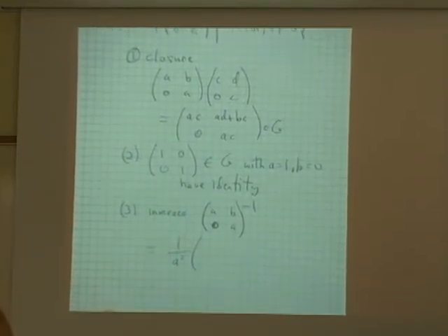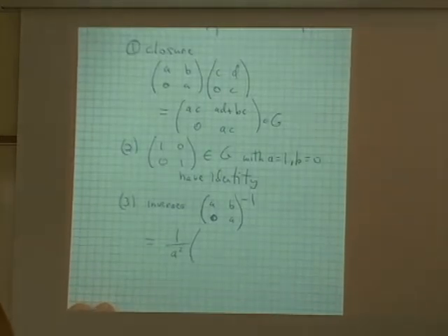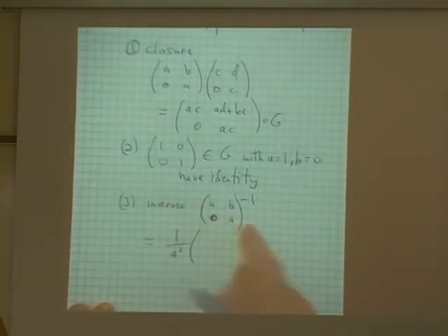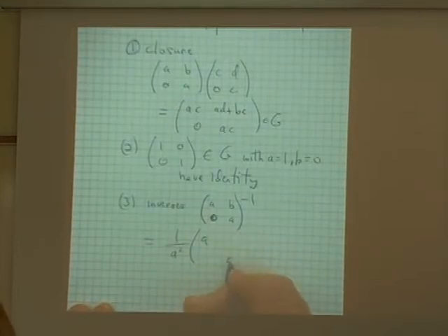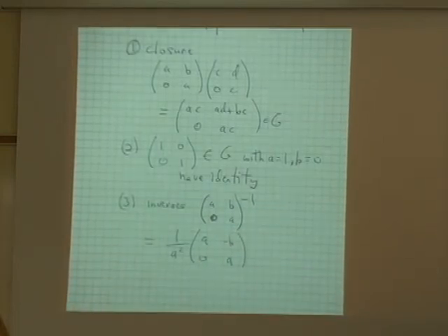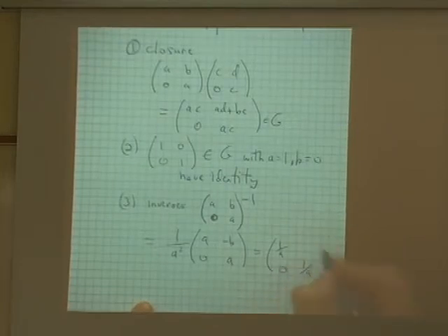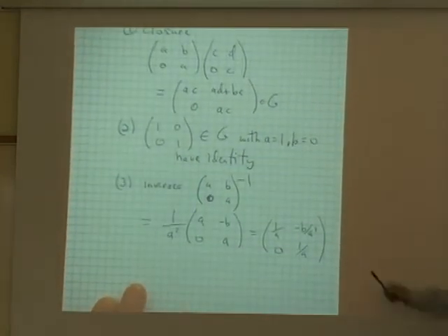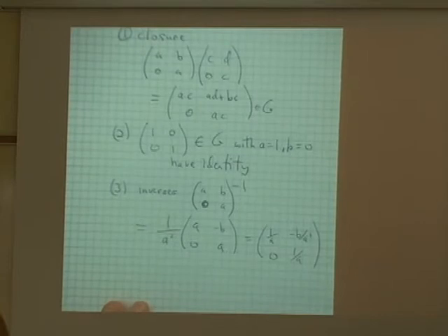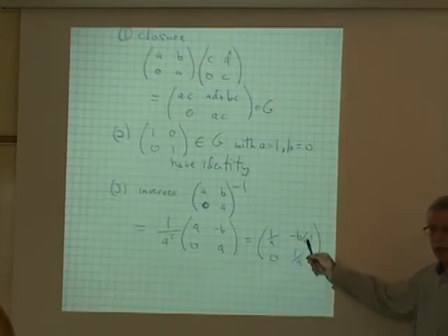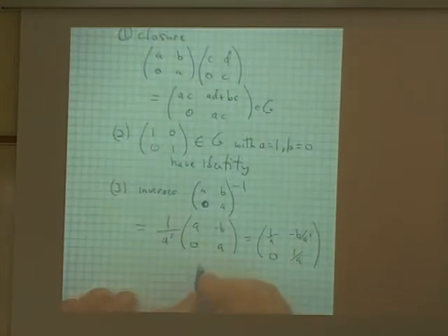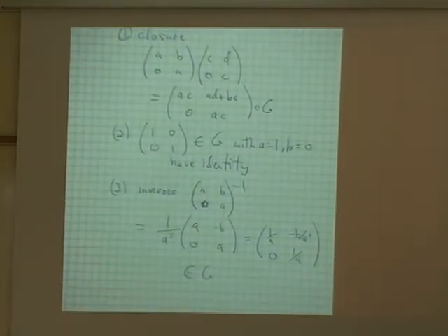And then remember what I do to the inside to get the 2 by 2? I swap those 2 elements. And I negate the ones on the other. That's the inverse of that matrix, which of course looks like what? 1 over A, 1 over A, 0, and minus B over A squared. Does that belong in this collection? Sure, because this guy's 0, those two are the same, and that guy's a third value, right? So this is in G, so I have everything I need.